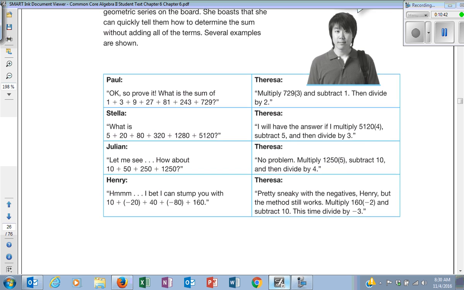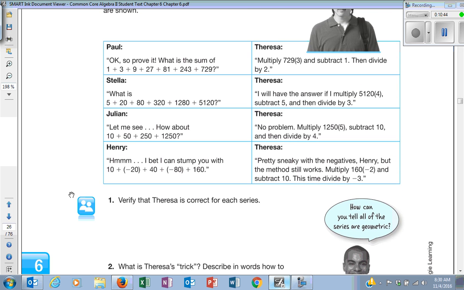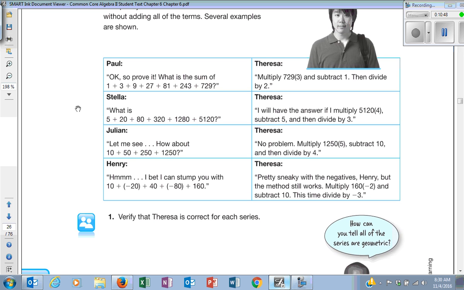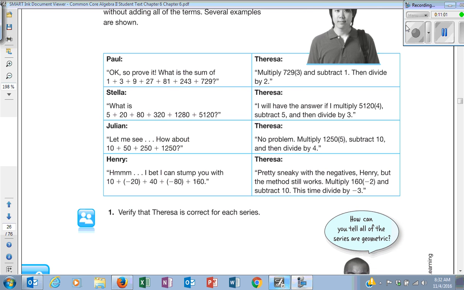Right here, we're going to go through this pretty quickly and see if you see a pattern. So Paul says, hey, add all these together. And notice, how do I know it's a geometric series? Got a common ratio, times by 3. Yes? All right. So if we have these series, you're going to add them together.